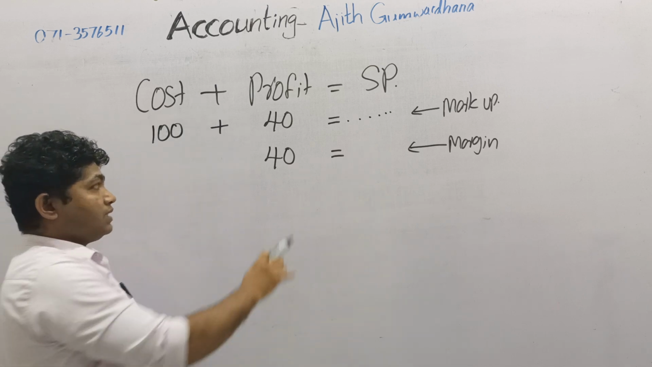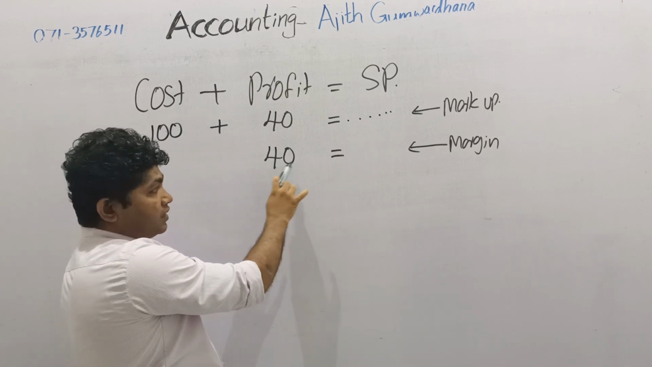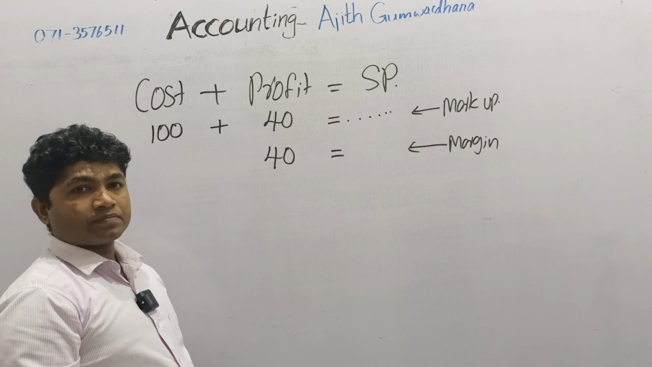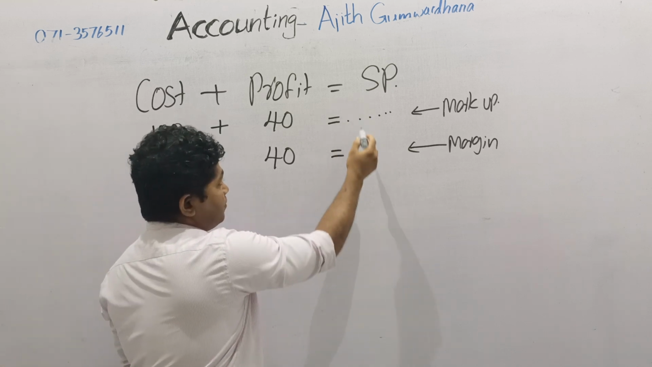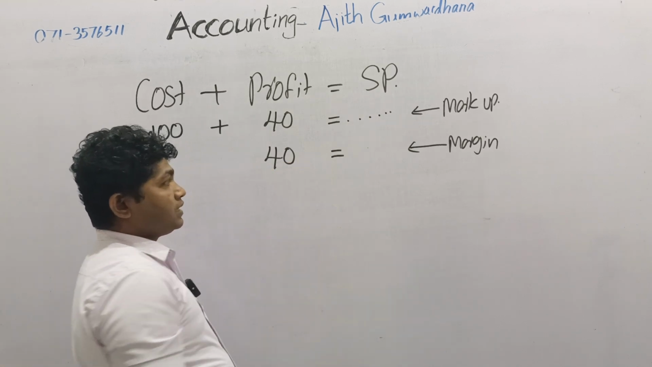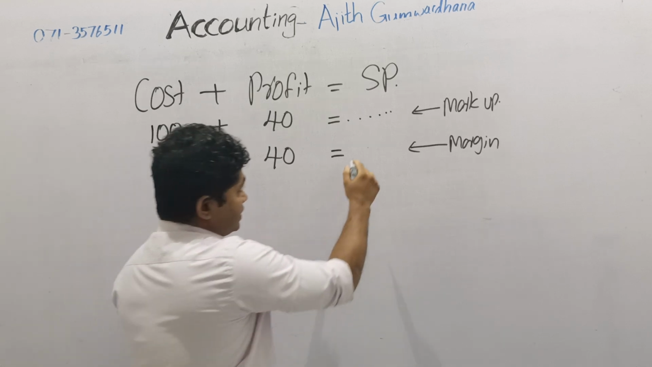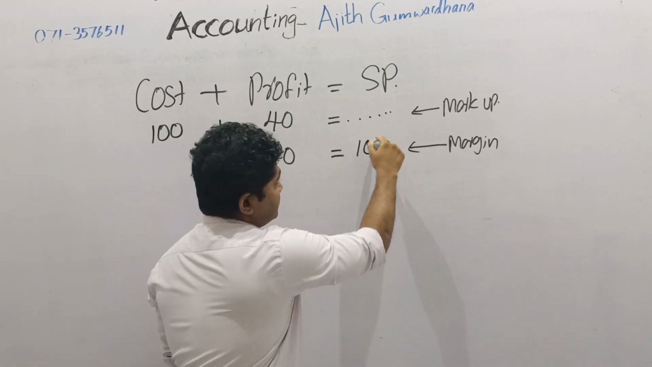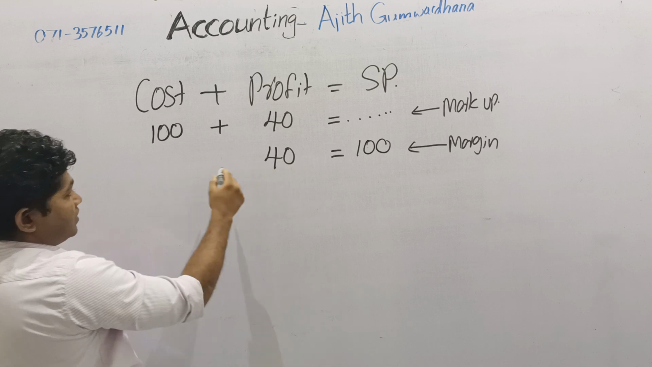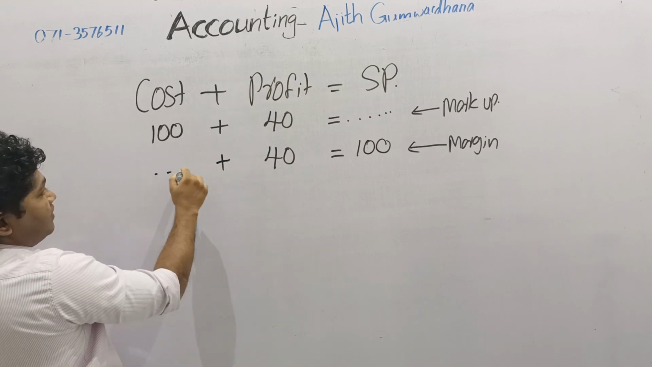But if it is margin, profit is decided based on selling price. Profit decided based on selling price is called profit margin. If it is margin, selling price is 100. Therefore, cost value can be calculated. Cost value equals 60.